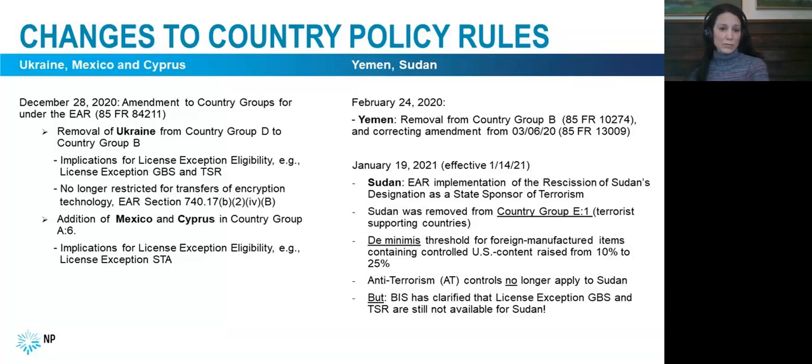Then, though, there was some confusion here. BIS has now clarified that even though Sudan is now in country group B, license exception GBS, the one that I mentioned earlier that is so easy, and TSR are not yet available, maybe because it would be too easy to apply. What does that mean for Sudan overall? Just in a nutshell, it means that one can now export items to Sudan unless they're listed on the Commerce Control List with a restriction for Sudan.